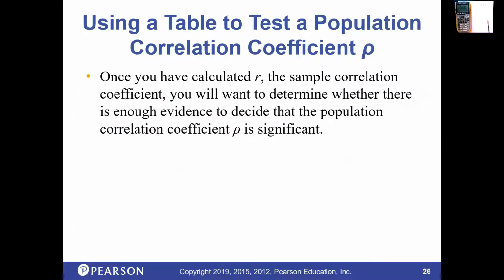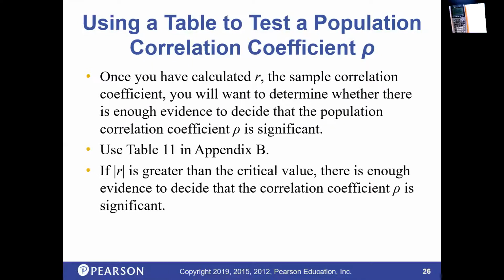Okay, so what we're going to do is use critical values of R. Using the calculator, we can get the R value. We need to determine if that's good enough to say there is significant correlation in rho, the population correlation coefficient. So what we'll do is use this table. Let's look at the table for just a moment.